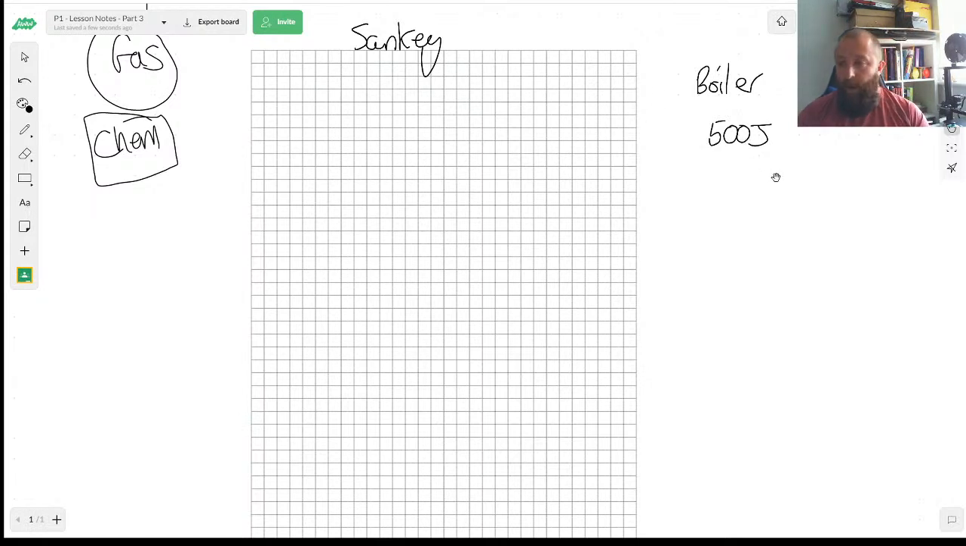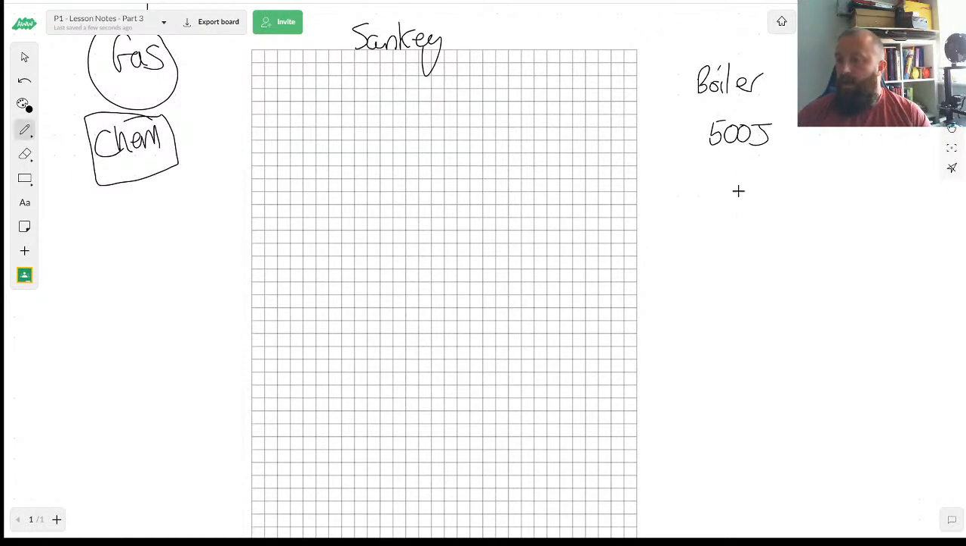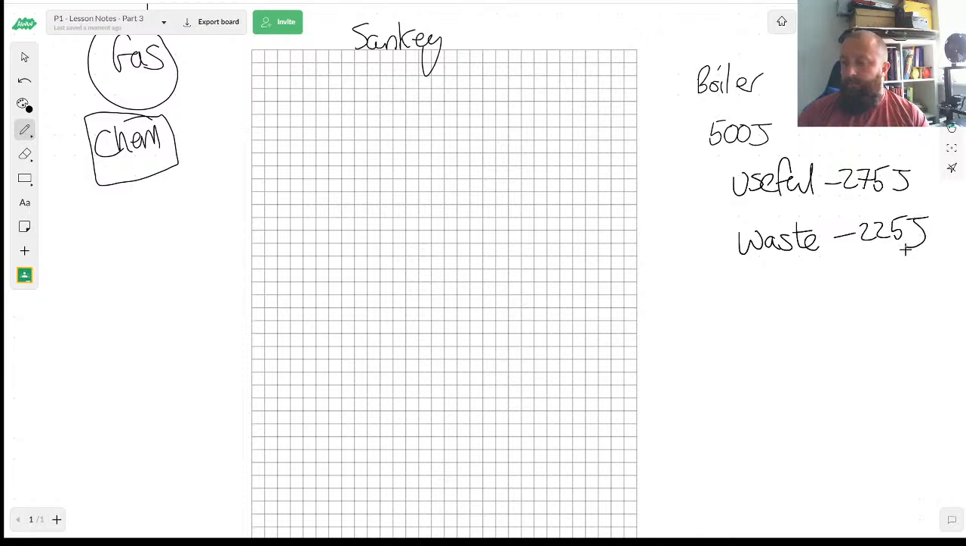With my current boiler, that means my useful energy out, and this will be the amount of thermal energy that's transferred either into the hot water or into the heating system, is going to be 275 joules of energy, which means I'm going to waste the rest of it. So what's that, 225? To give us an idea.